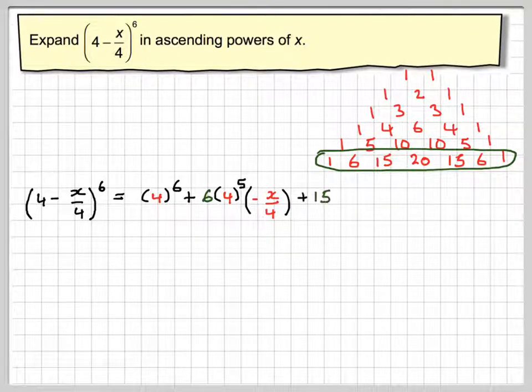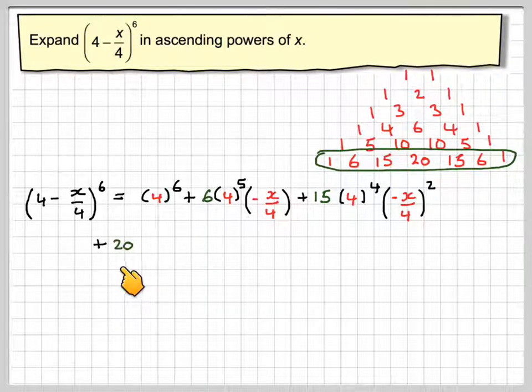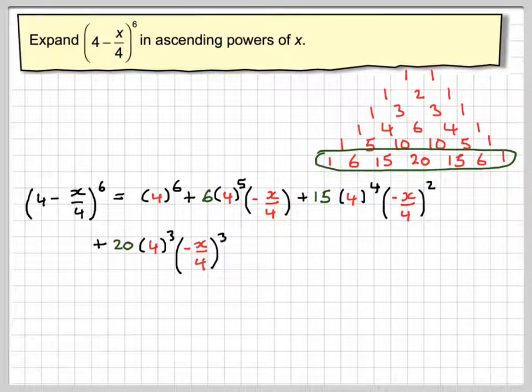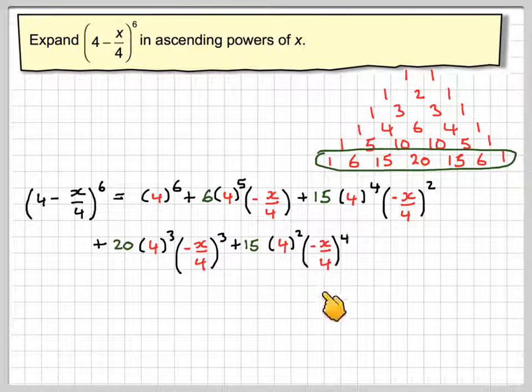Next term is going to be plus 15 times 4^4, notice the power is descending, times (-x/4)^2. Next one will be plus 20. And the next term will be 4^3 and (-x/4)^3. Notice the good use of brackets here. Plus 15 times 4^2 times (-x/4)^4. So these numbers are decreasing, these powers are increasing.